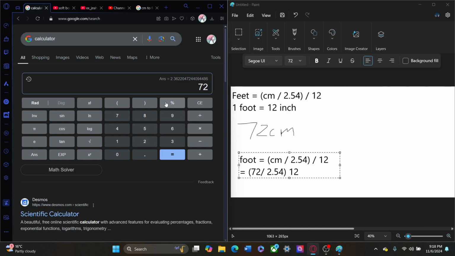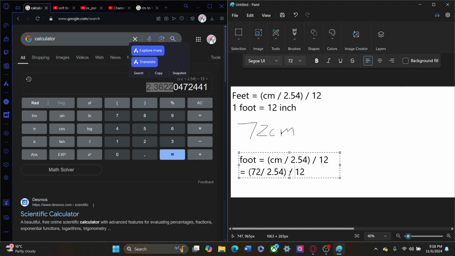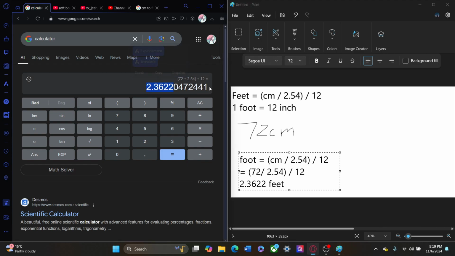72 divided by 2.54, close, divide that by 12, boom. This is it right here. So our answer is 2.3622 feet or foot. One of the two, does not matter.